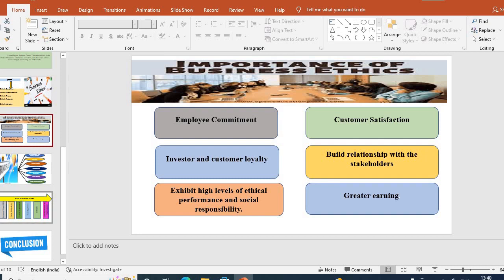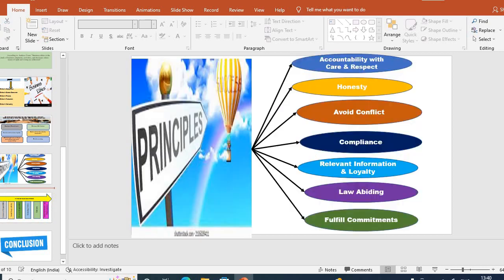Next, we are going to see the principles of business ethics. The first principle states accountability with care and respect. The second principle is honesty. Third, avoid conflict among the employees as well as the leaders. The next one is compliance, relevant information and loyalty, being law abiding, and fulfilling commitments.